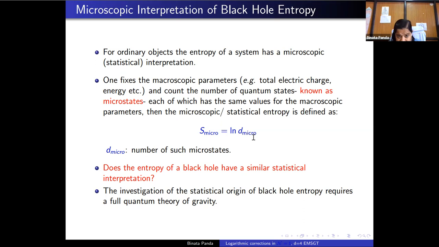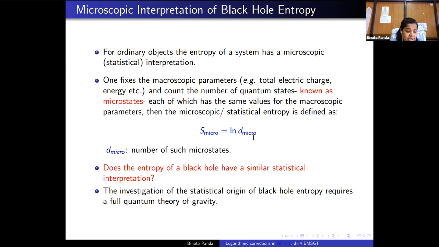macroscopic parameters. So a natural question is, can we have a similar interpretation for the entropy of black holes? We have the entropy for this black hole, can we treat it as an ordinary object and have a statistical interpretation? So if you want to investigate the statistical origin of the black hole entropy, you need a full quantum theory of gravity, because it's a gravitational object and you have to find out all the microscopic states. So you need a full quantum theory of gravity, and we don't have one yet.